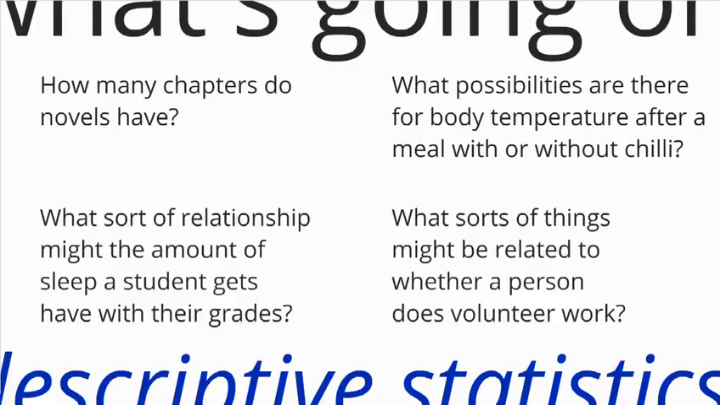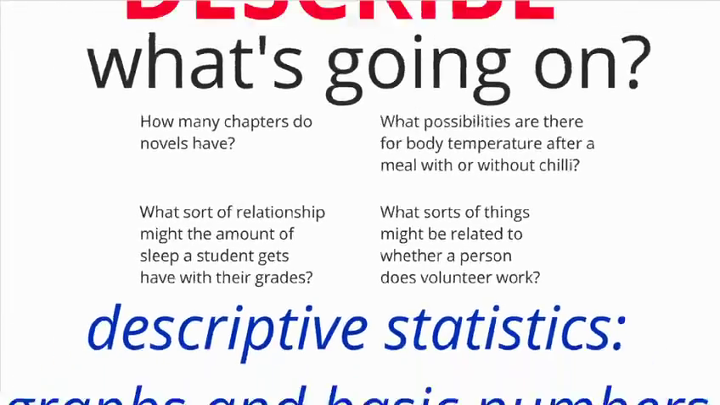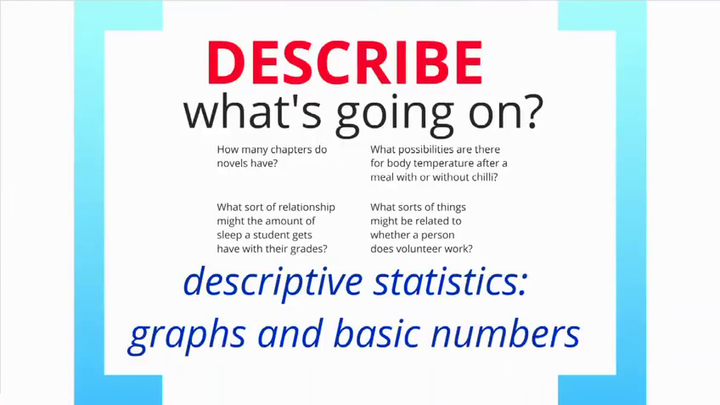You know, is it like a law of diminishing returns? The more sleep you get, up to a point you get higher grades, and then once you get past 12 hours of sleep a day, you're getting lower grades. So what sort of a relationship might that have? What sort of things might be related to whether a person does volunteer work? They're a bit too vague, and statistics doesn't do the best job of that. What we do to try and begin to answer those questions is to draw graphs and basic numbers like an average or a percentage.